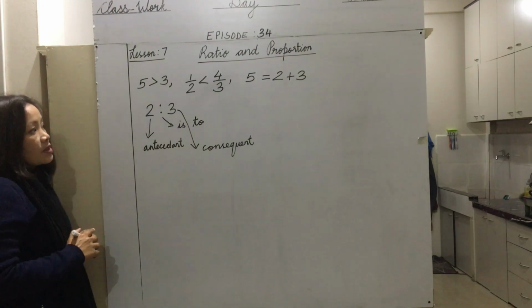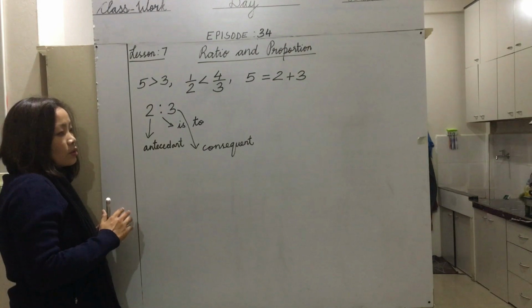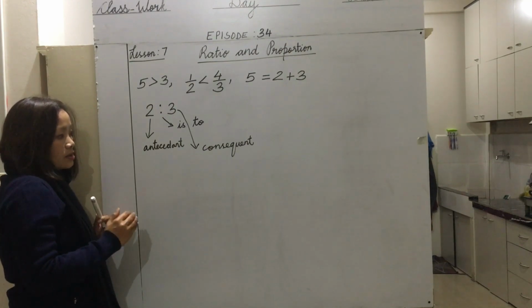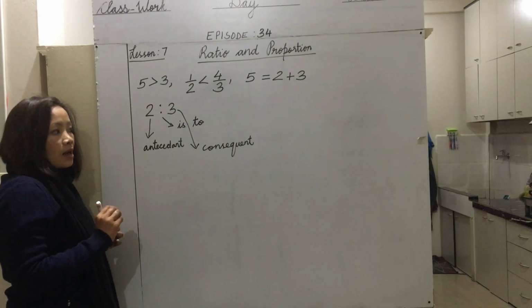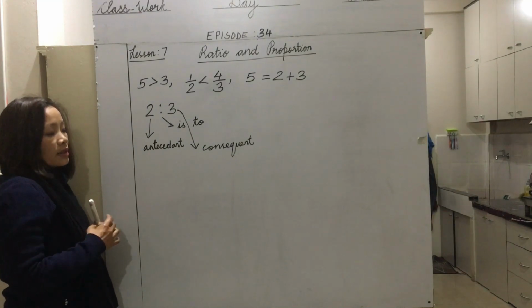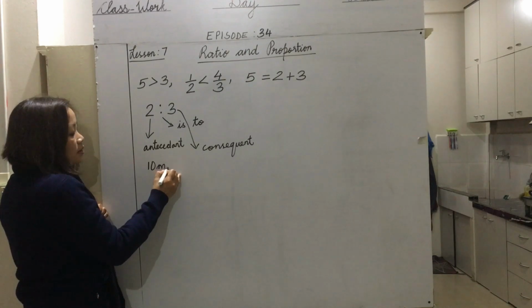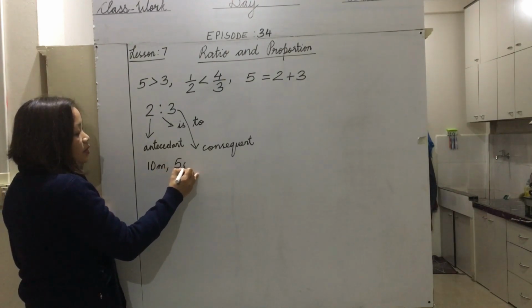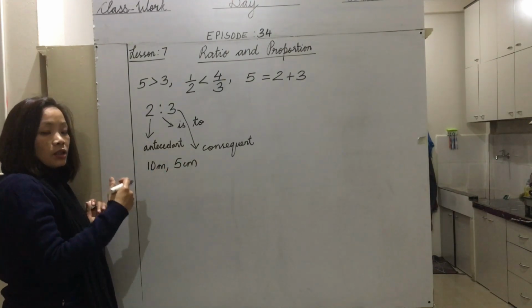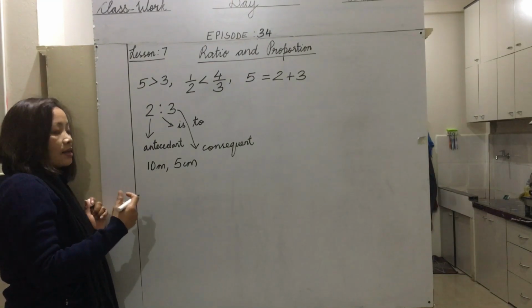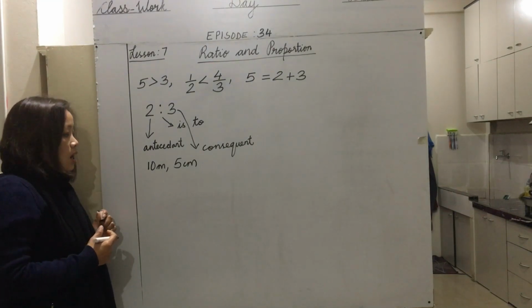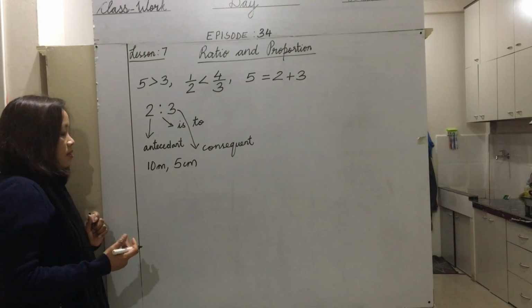And as we said, in ratio, quantities must have the same units, right? 10 meters and 5 centimeters cannot be put into ratio unless they are converted into the same units, right?